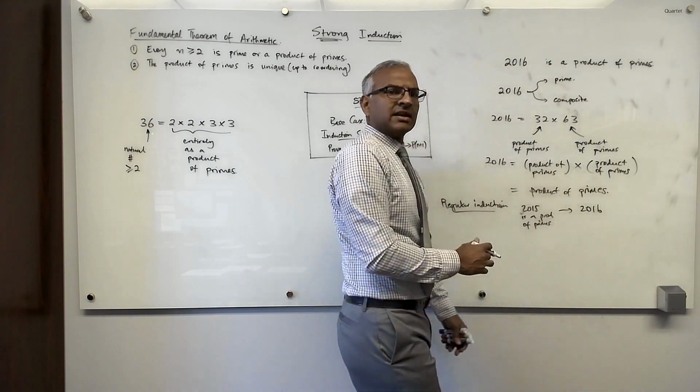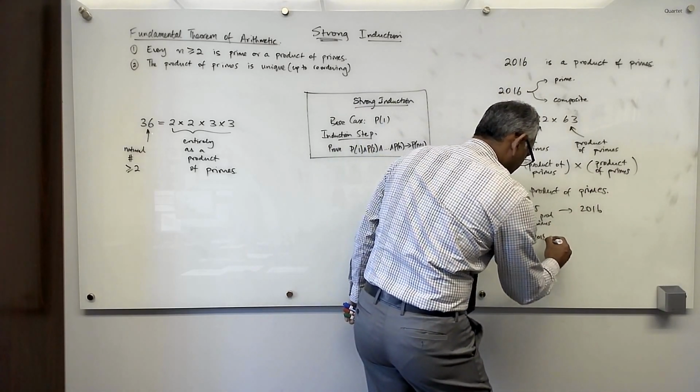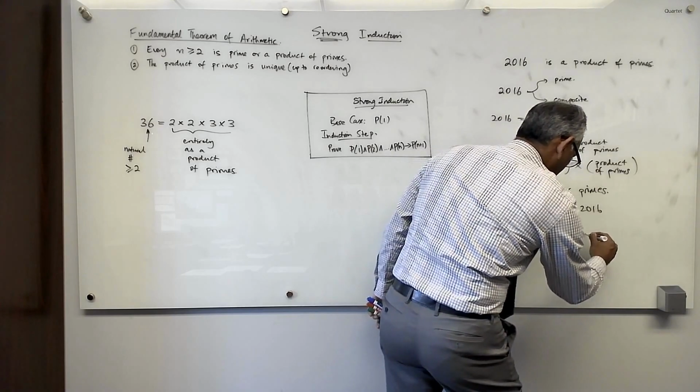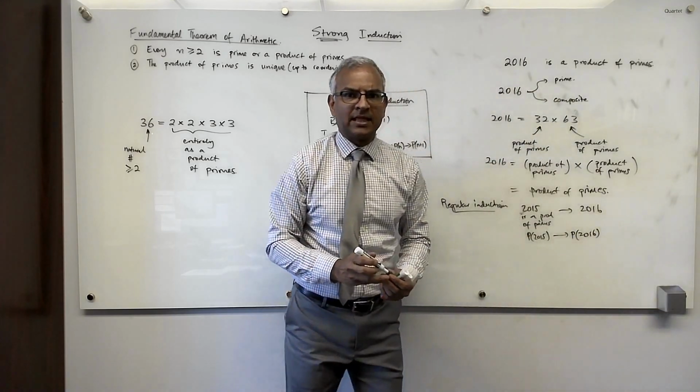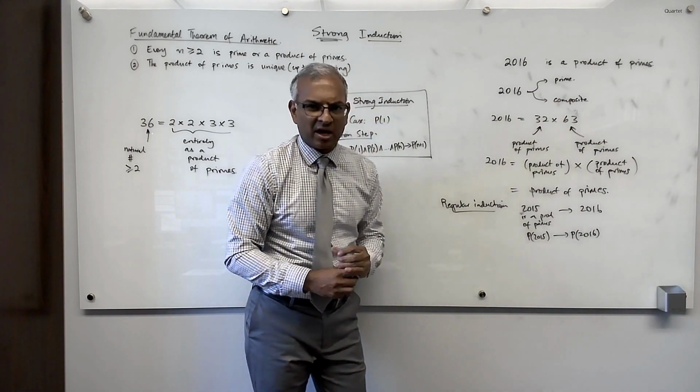Okay, so this is analogous to the implication. So it's basically the implication P of 2015 implies P of 2016. Okay, that's what I would need to prove. And that's very hard to prove.